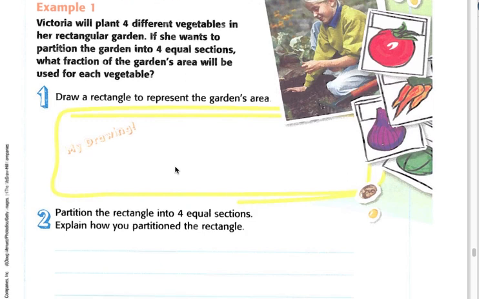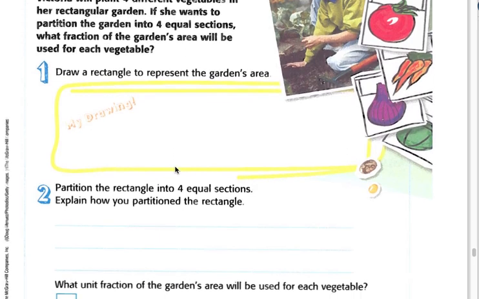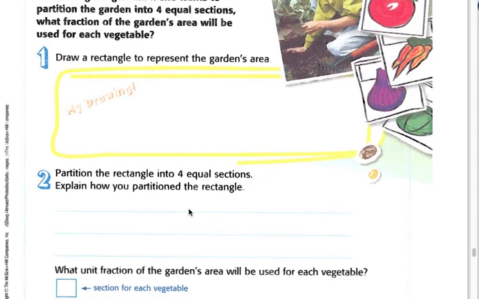We're going to go ahead, number 1, draw a rectangle to represent the garden. So number 1, we're just going to draw a rectangle. And I know you know how to do that. You have a long line on top, a long line on the bottom, and then on the left and the right, you're going to go ahead and connect those lines so that you create a rectangle.